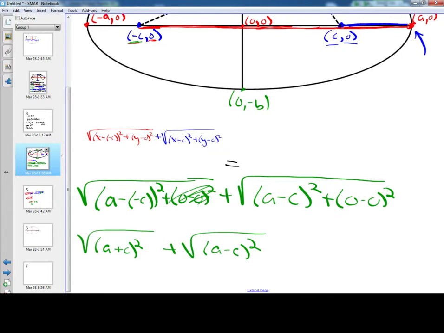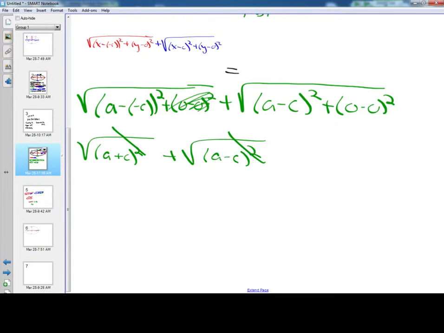Now this is cool. This quantity is squared, but I'm taking the square root of it. So those are kind of like opposites of each other, aren't they? So I end up with a plus c plus a minus c. Combine like terms. c minus c cancels, and I get 2a. So it can't be just 2a? Does the math lie, sir?